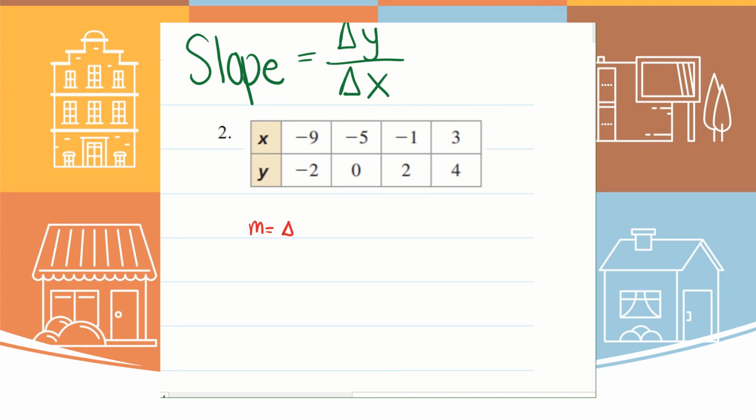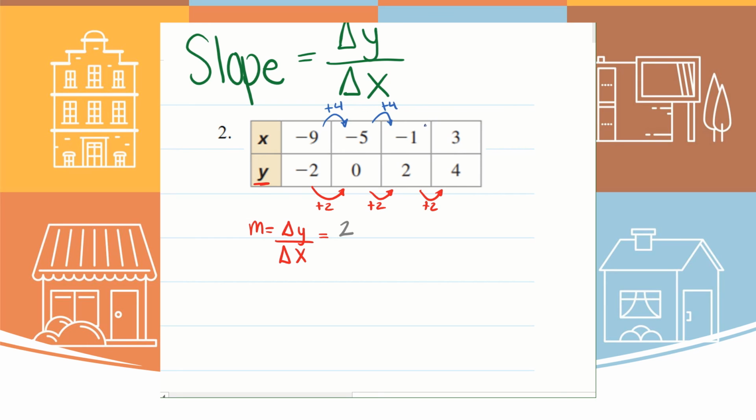Now for a t-table, we're going to see how our 2 different values for x and y are changing. So in the y, if I want to go from -2 to 0, I have to add 2. If I go from 0 to 2, I add 2. And from 2 to 4, I add 2. So that means that the change in y is going to be +2, since I need to add 2 every time.